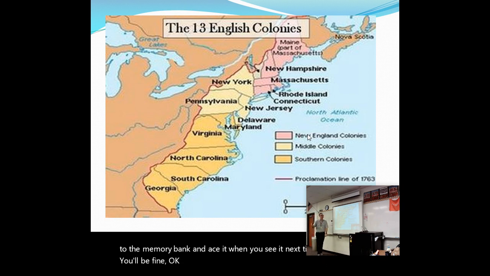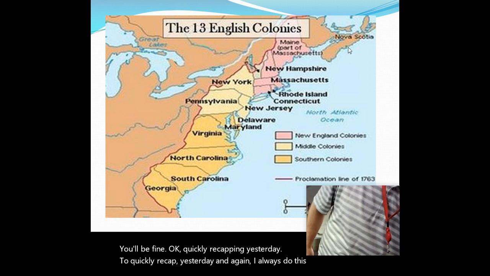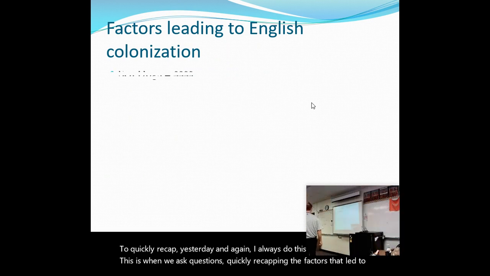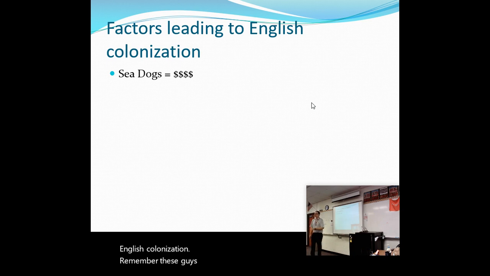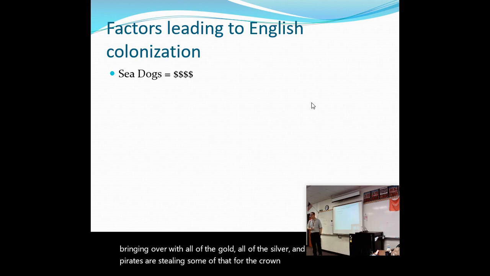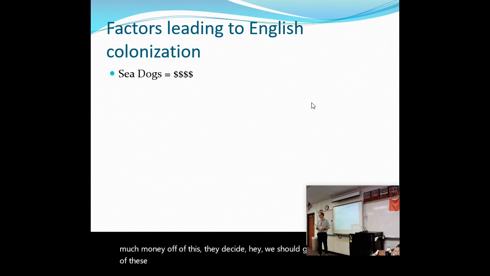Okay, quickly recapping yesterday, and again, I always do this. This is when we ask questions, quickly recapping the factors that led to English colonization. Remember these guys? They see the opportunity in the New World. They see what Spain's bringing over with all of the gold, all of the silver, and these glorified pirates are stealing some of that for the crown. And they're making so much money off of this, they decide, hey, we should get ourselves one of these colonies. We remember the first attempt at colonization, Roanoke. But it's a big fail because of, poof, mystery, whatever did happen.